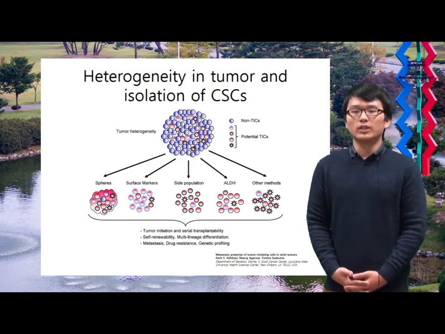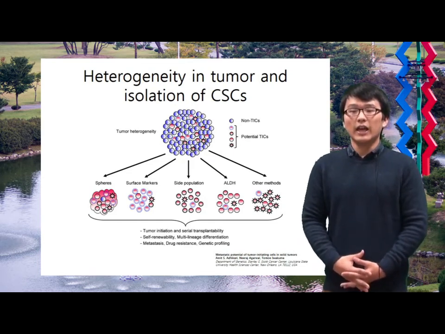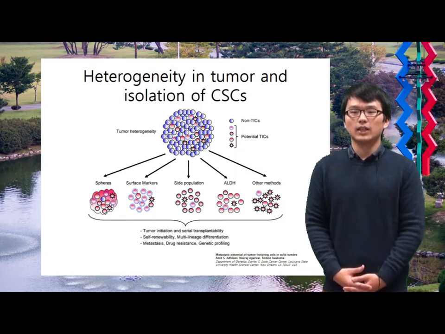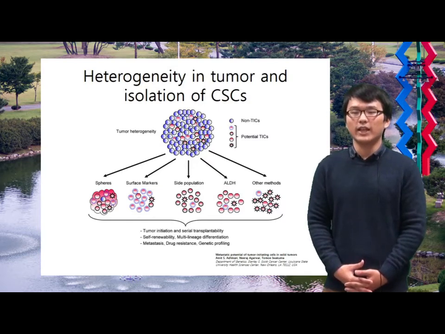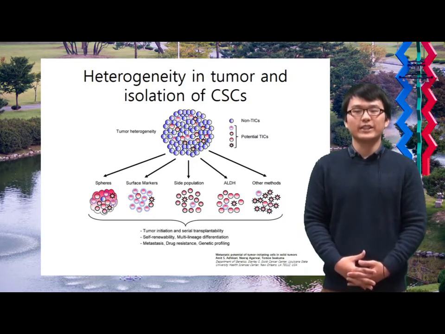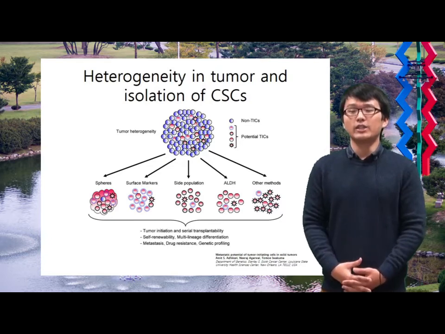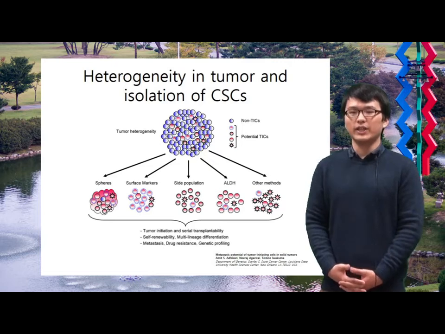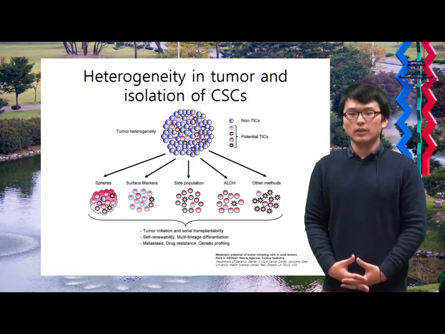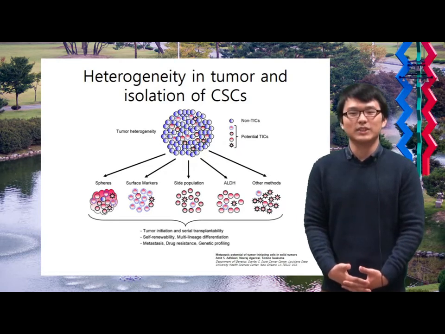Due to its importance, efforts to identify and isolate those populations have been continued. As you can see in the cartoon, various approaches have been proposed, and each method focuses on certain properties of the cancer stem cells. For example, the ALDH method is an application of high ALDH expression in progenitor or stem cells.